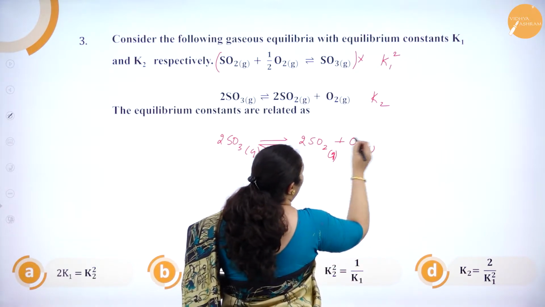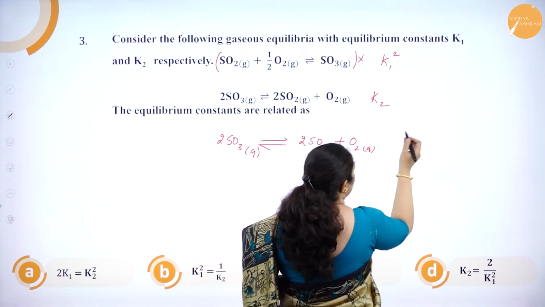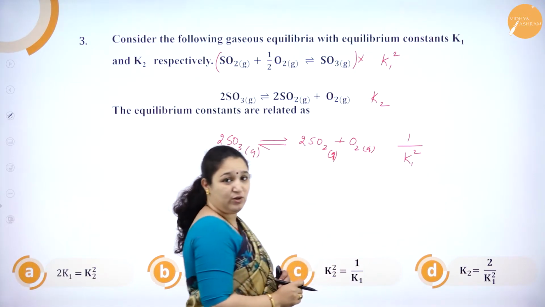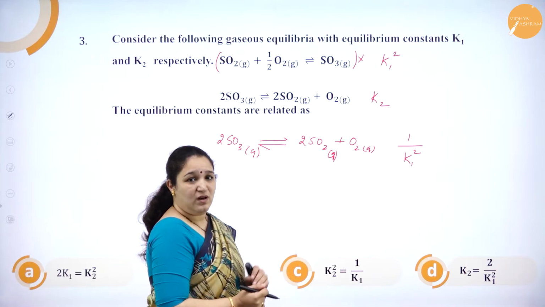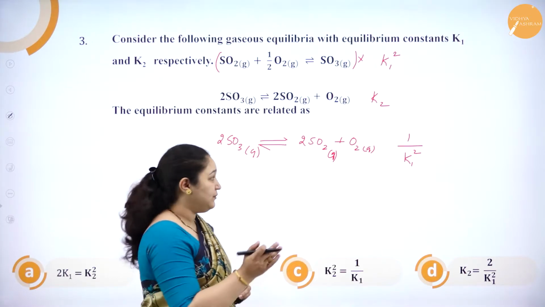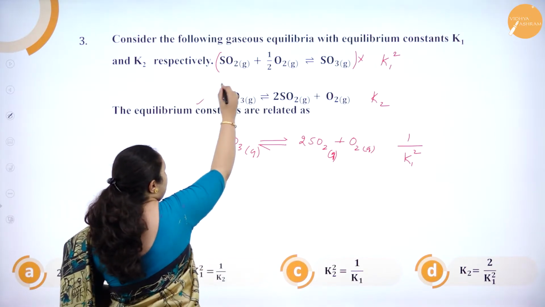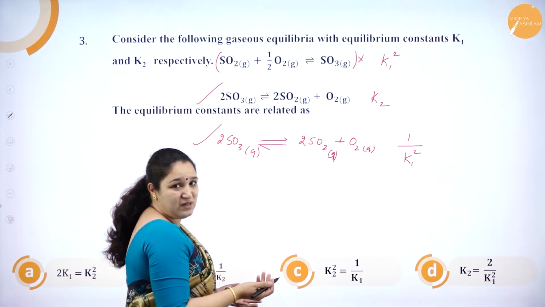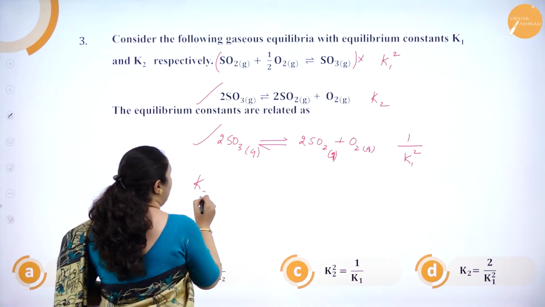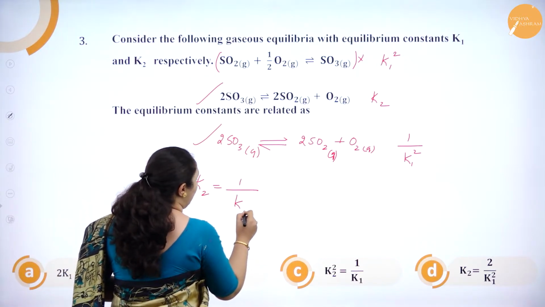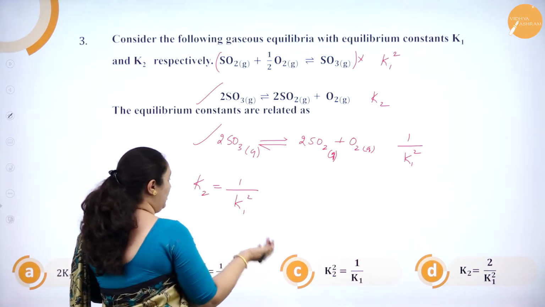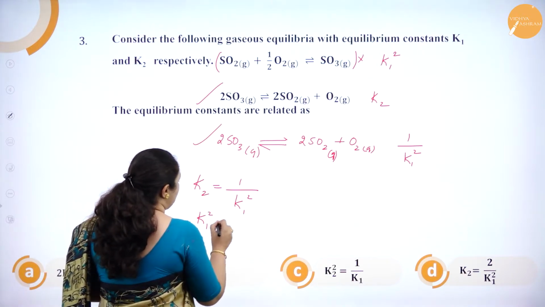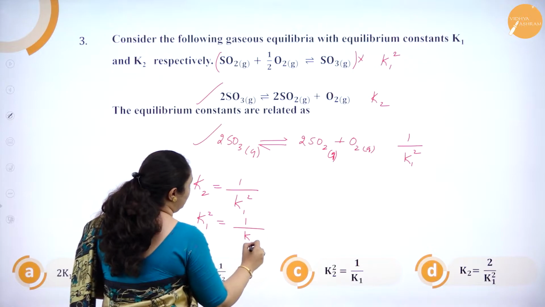Okay. So when I reverse K1 square, what will it become? 1 by K1 square, correct? When we reverse, it will become the reciprocal. Now if you see equation 2 and what I have written, it is the same. So I can write it as K2 is equal to 1 by K1 square, or I can just write it as K1 square is equal to 1 by K2.